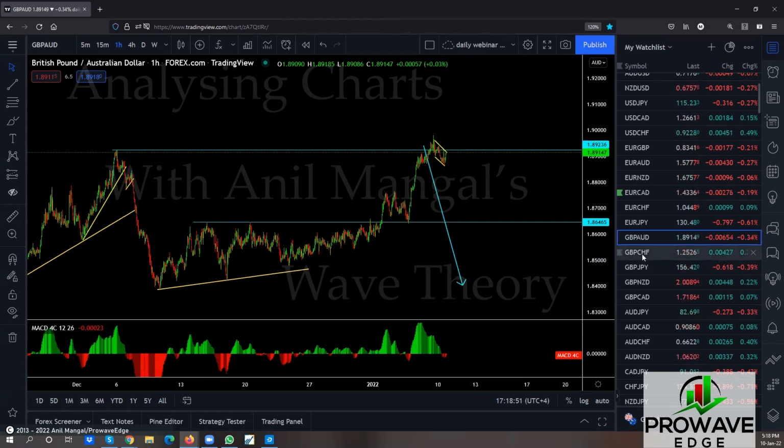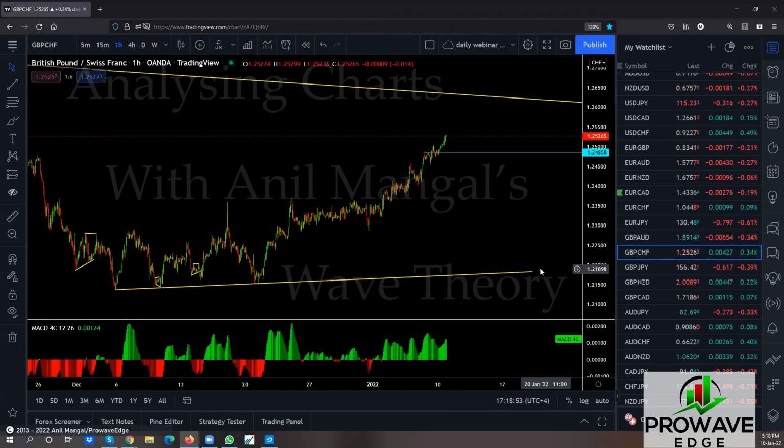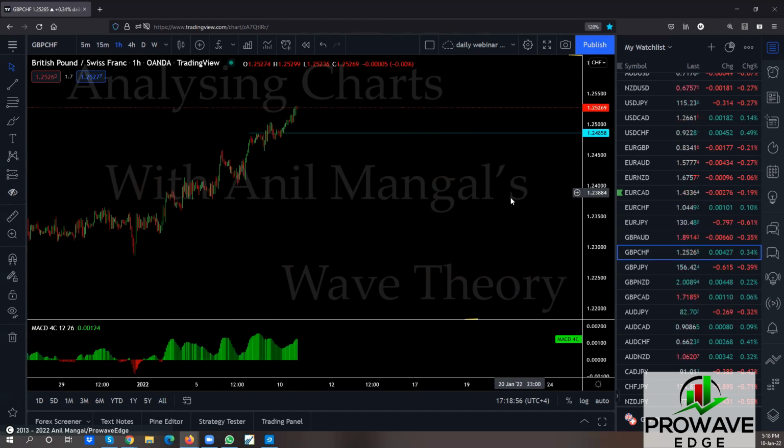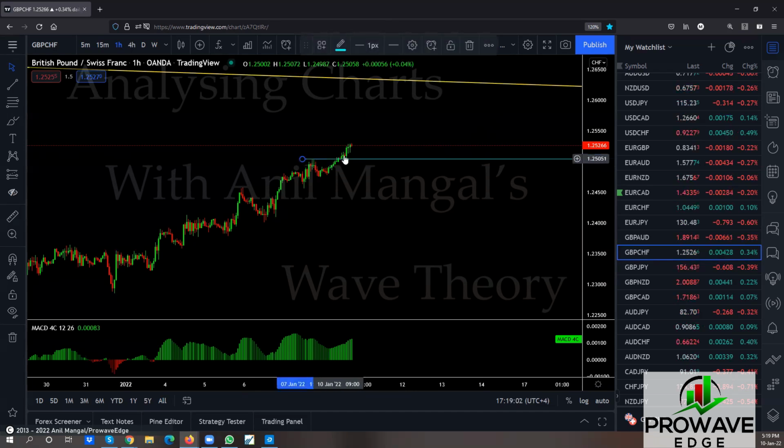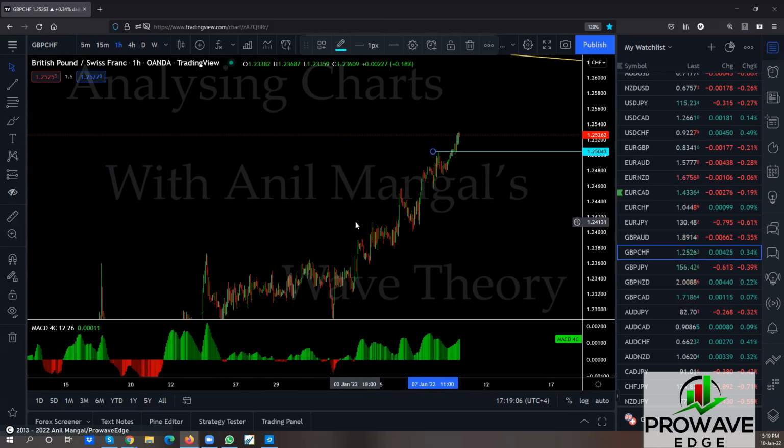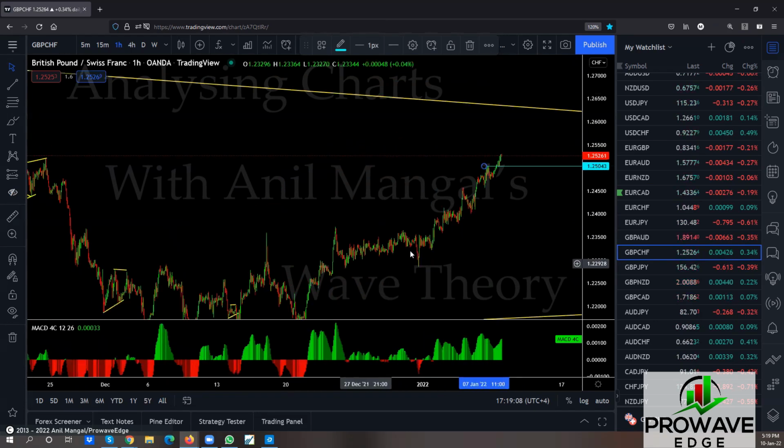Right? Pound Swiss, it's a buy. If you are in the trade, you should have closed. This was on Friday. I think you should have closed that trade. The buy should have been at this level. And if you're in that trade, it's going really, really slow. You have to have some patience with this. You would have noticed how it went up.